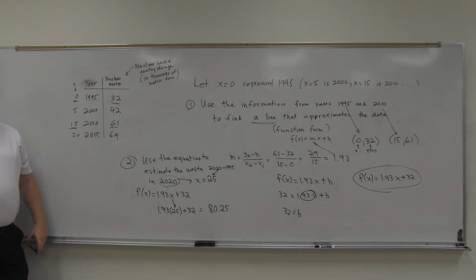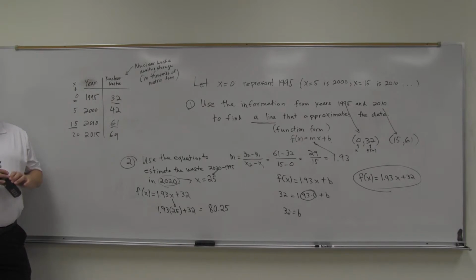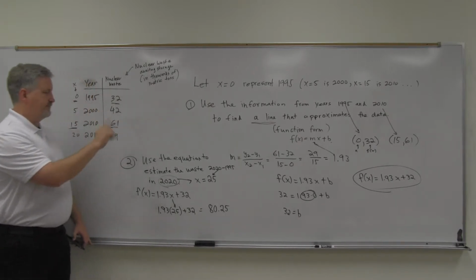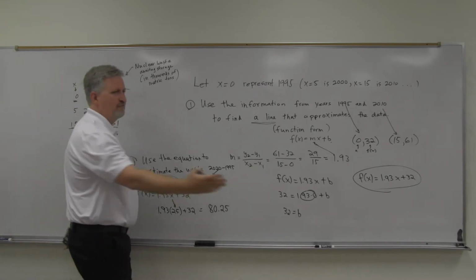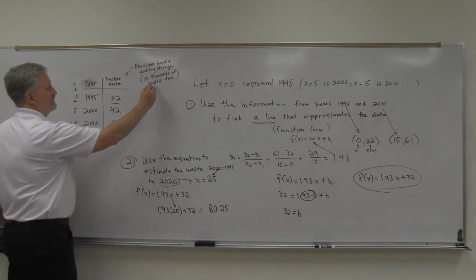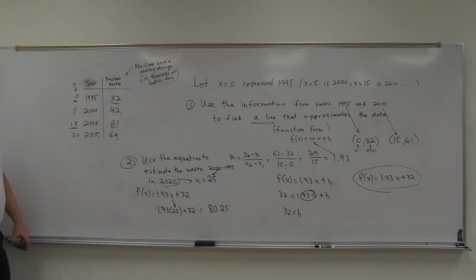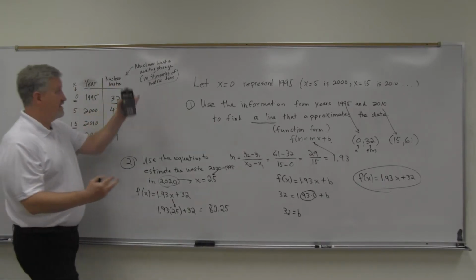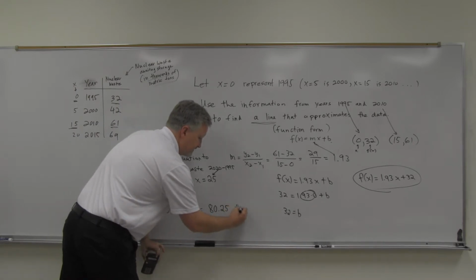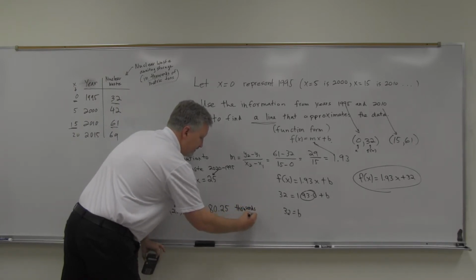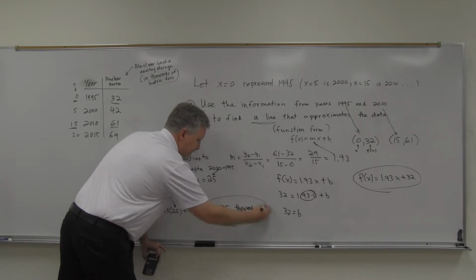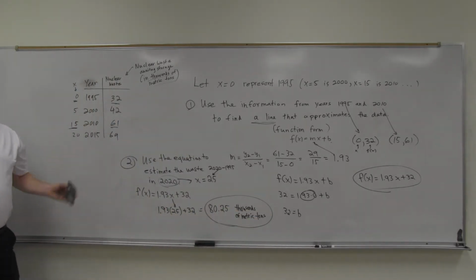80.25. Now, technically not quite correct, because 80.25 what? Well, that's where you have to go back to the original statement of the table here. That's thousands of metric tons. So it's not 80.25 tons, it's 80.25 thousands of metric tons. So those units are kind of important, right? Is that okay? Questions or concerns?